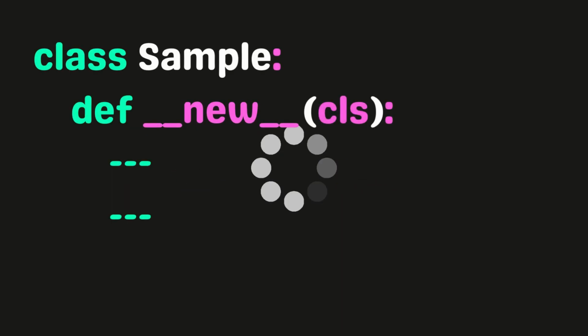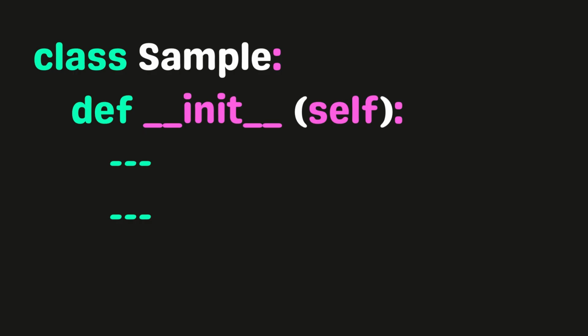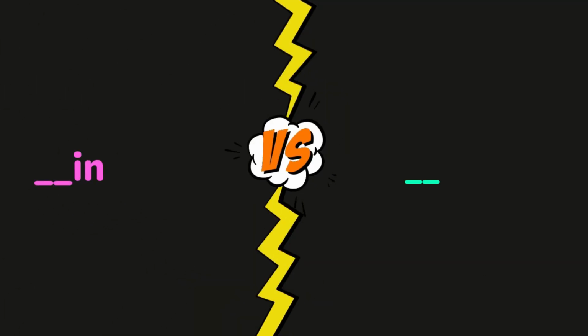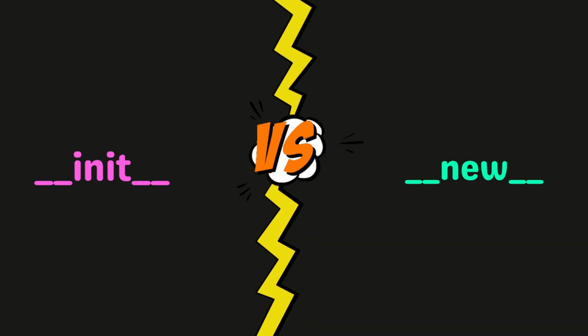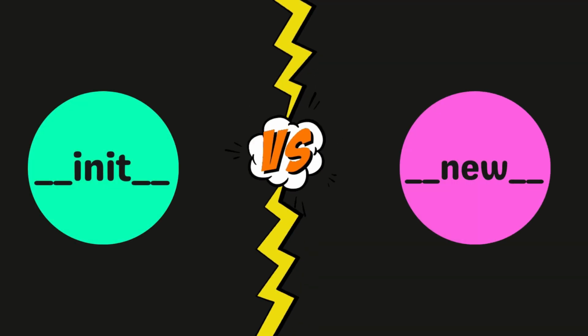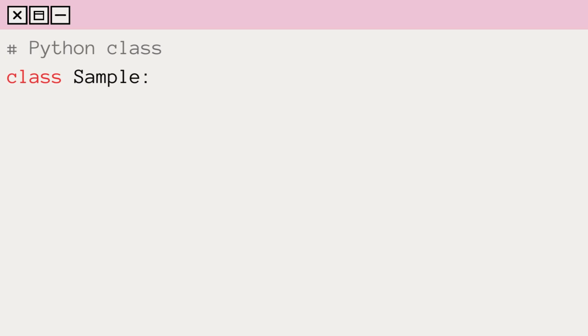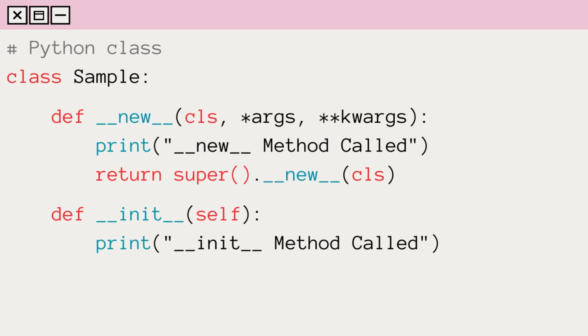You've probably seen a __new__ method in a Python class, but I am pretty sure you must have seen and even implemented the __init__ method. In this video, we'll explore what __new__ is and how to implement both __new__ and __init__ in a class. Suppose we have a class called Sample and we implemented both methods within this class.